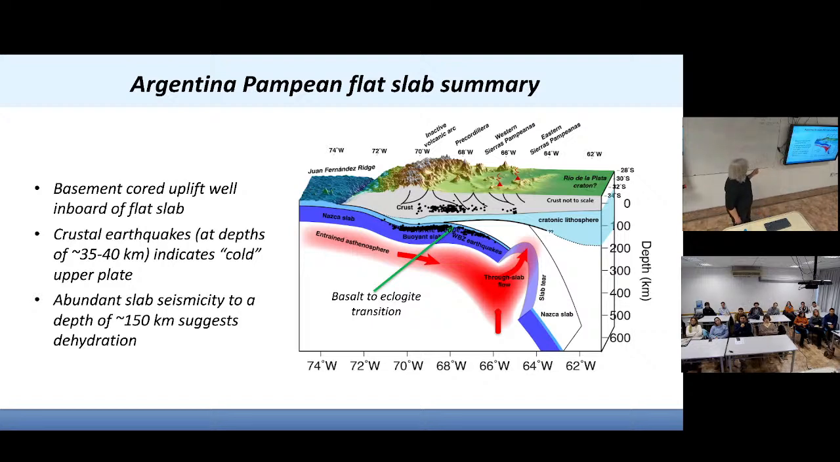But again, it's different than Peru because you've got the basement cored uplifts internally. We haven't sliced off the mantle lithosphere, and there's a lot of deep earthquakes that are right above the abundant earthquakes in the slab.